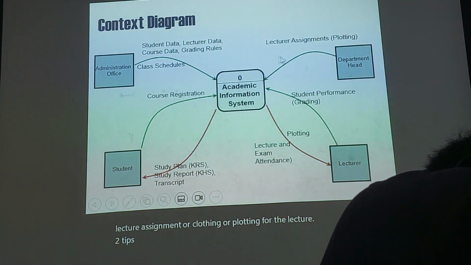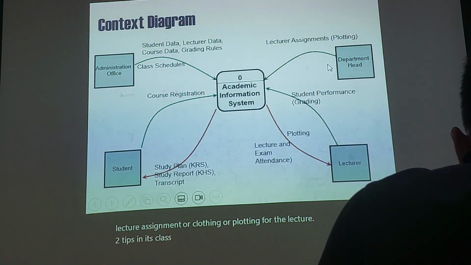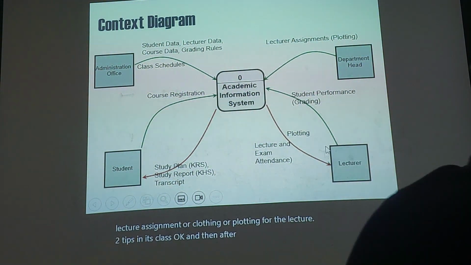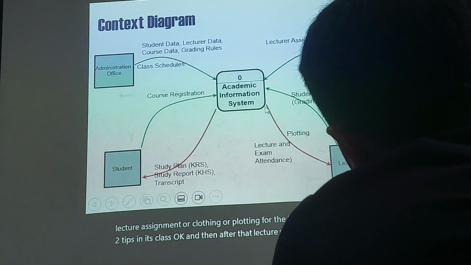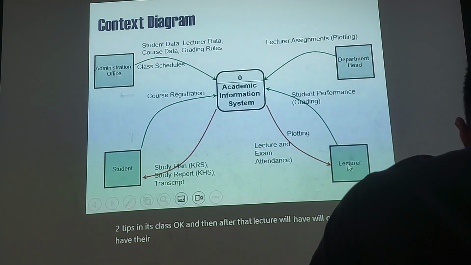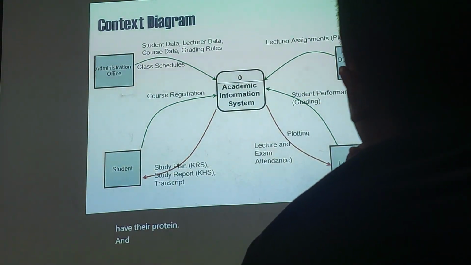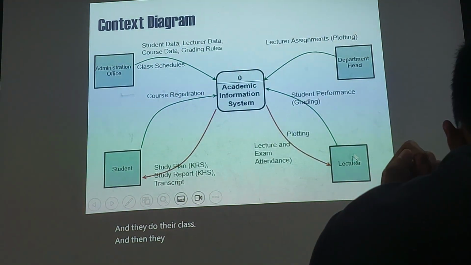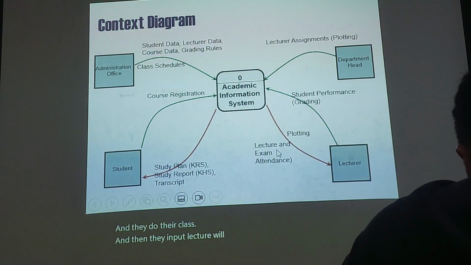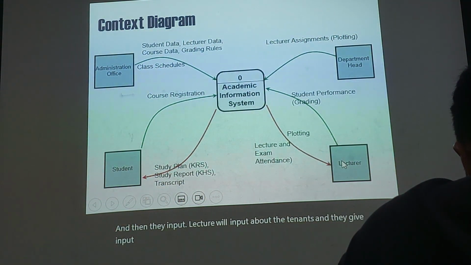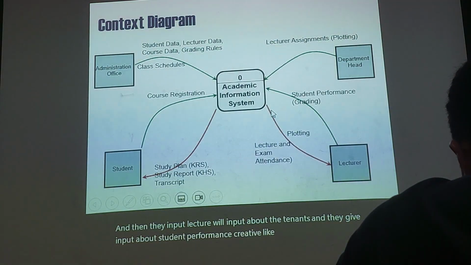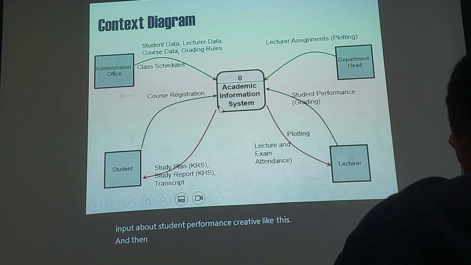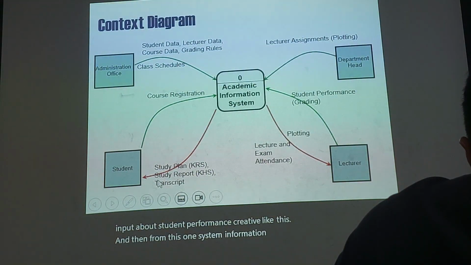Okay? And then after that, the lecturer will have their topic, and they do their class, and then the lecturer will input the attendance, and they input the student performance grading. And then from this one, the academic information system can give output about the study report, KHS.